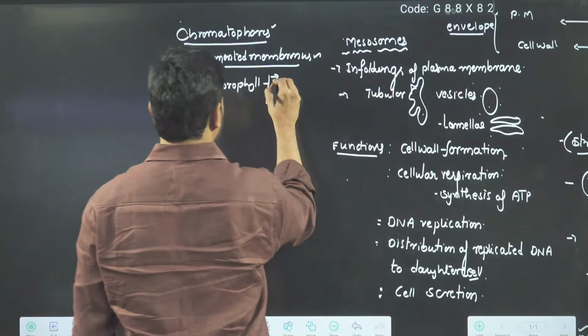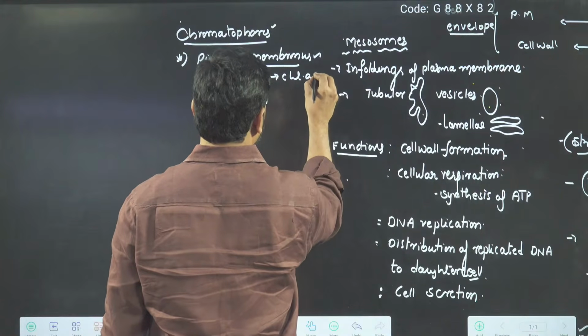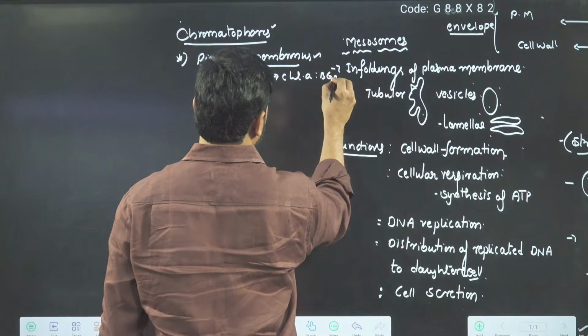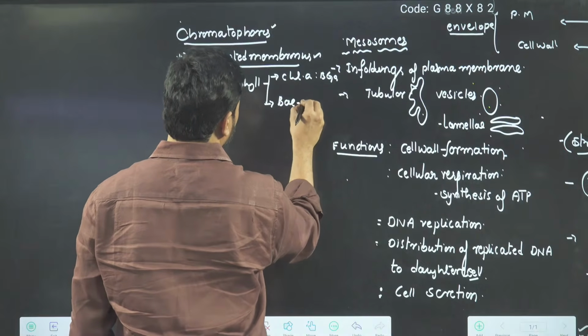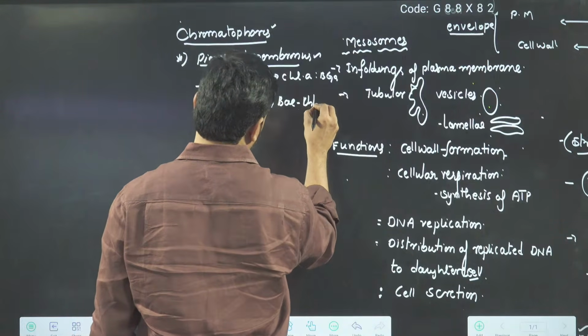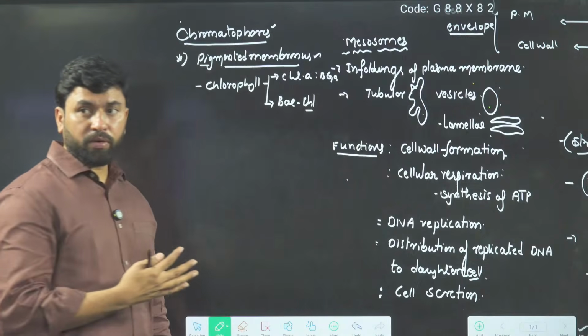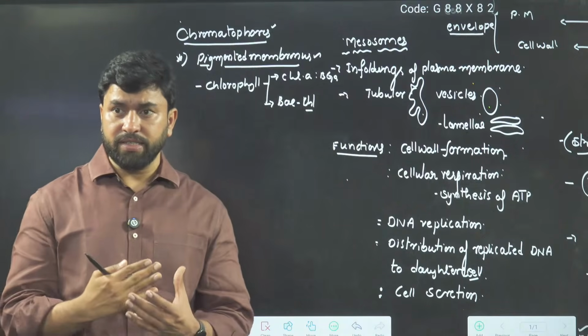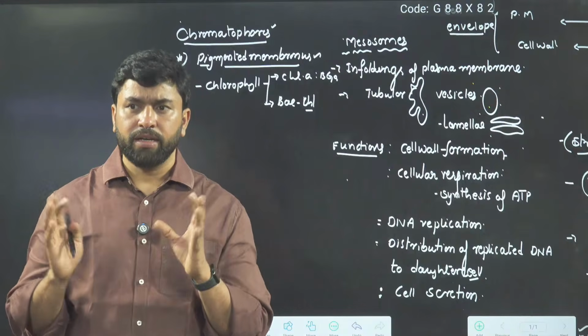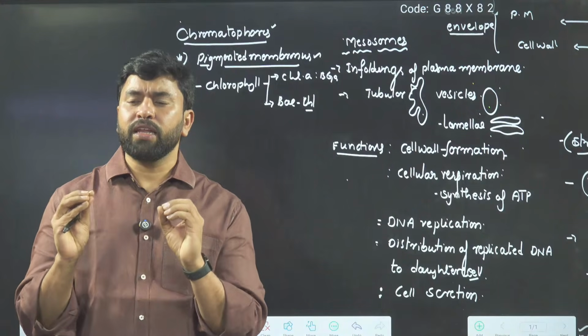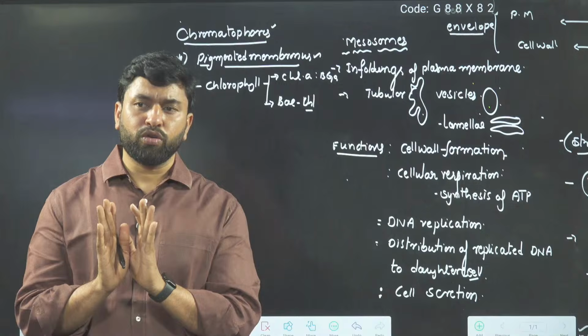Here also, rarely chlorophyll A is present in the case of blue-green algae. Remaining bacteria will have bacterial chlorophyll. It's a special one. I will discuss the differences between bacterial chlorophyll and chlorophyll A when we begin the photosynthetic machinery, but keep it in mind. Normally bacterial chlorophyll will be present on chromatophores.